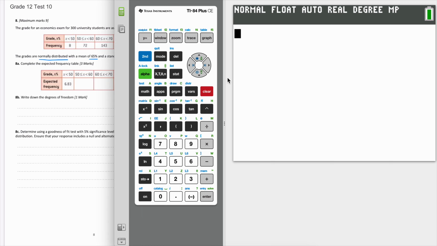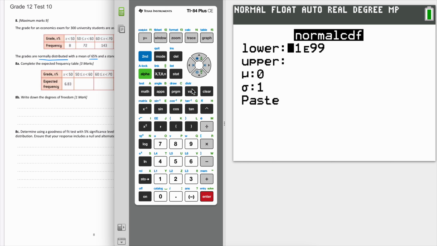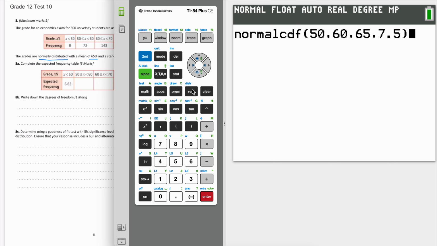So we're going to go to our normal distribution, and we always use normal CDF, it's continuous data. The first one is the lower bound of 0 and the upper bound of 50, but that's been done for us. So we want to move on to the second one, which is a lower bound of 50 and an upper bound of 60. The mean, we're told, is 65%. You could either write it as 0.65 or 65, and the standard deviation is 7.5. And again, you can write it either way, but just make sure that they're the same.